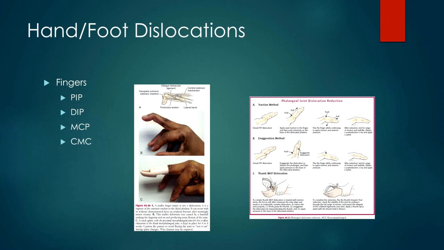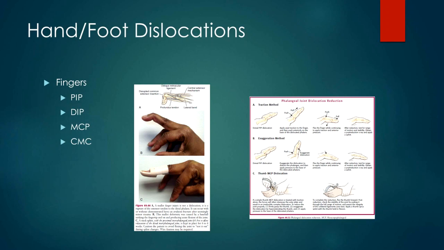Here are some more finger and foot dislocations. In the fingers, you've got the proximal interphalangeal, the distal interphalangeal, the metacarpophalangeal, and the carpometacarpals. Lots of different dislocations there. You can have multiple fractures and dislocations. Usually volar or lateral PIP dislocations.